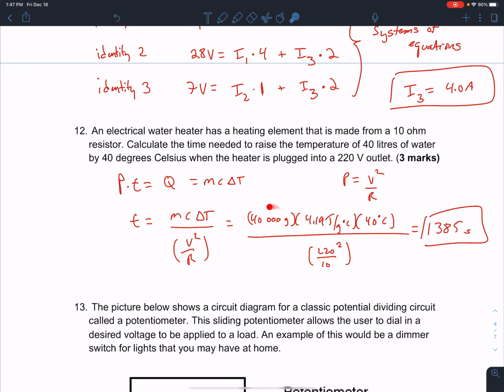Okay, now pay attention here. All right, 40 liters is equal to 40 kilograms, which I converted into grams, 40,000 grams, because it takes 4.19 joules of energy per gram degree Celsius. So I had to make that conversion. Some of you guys made mistakes there.